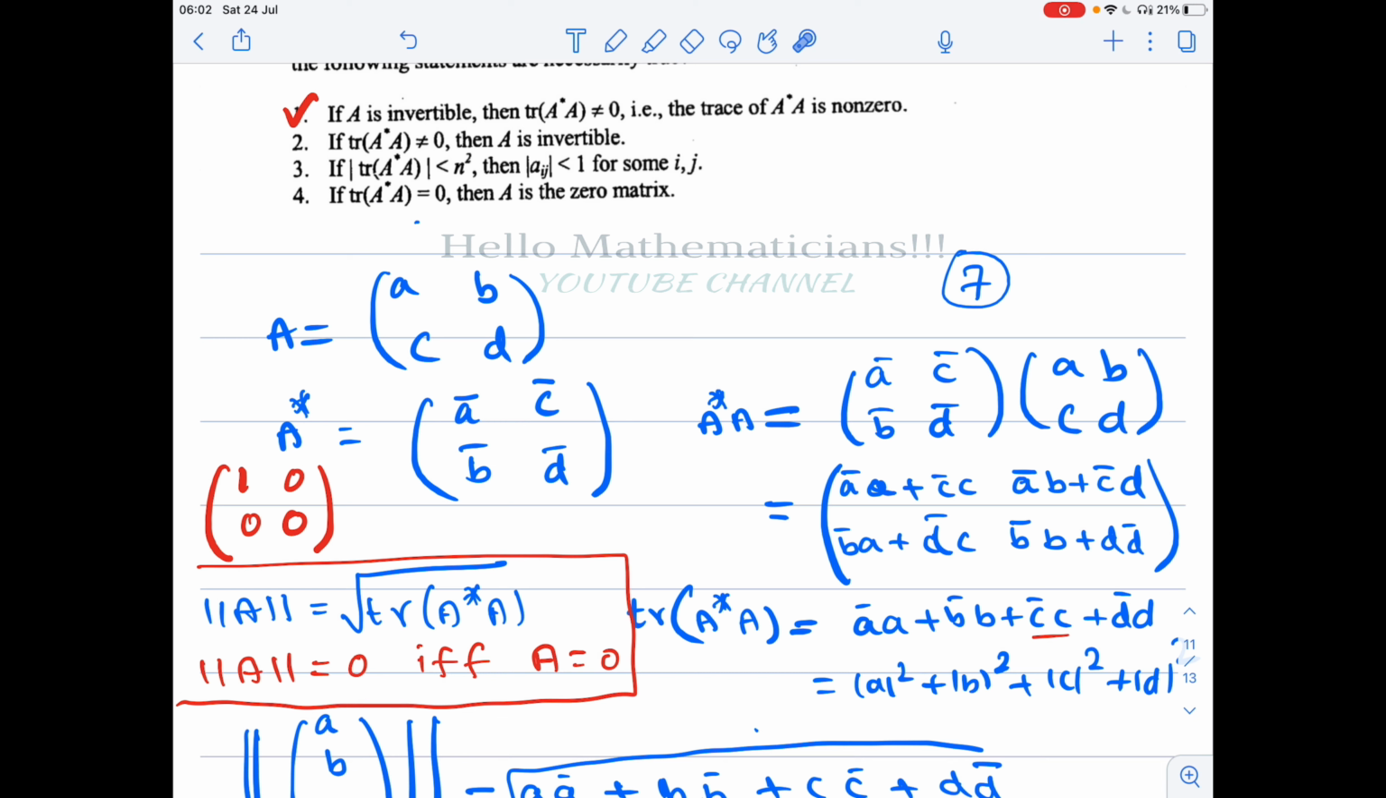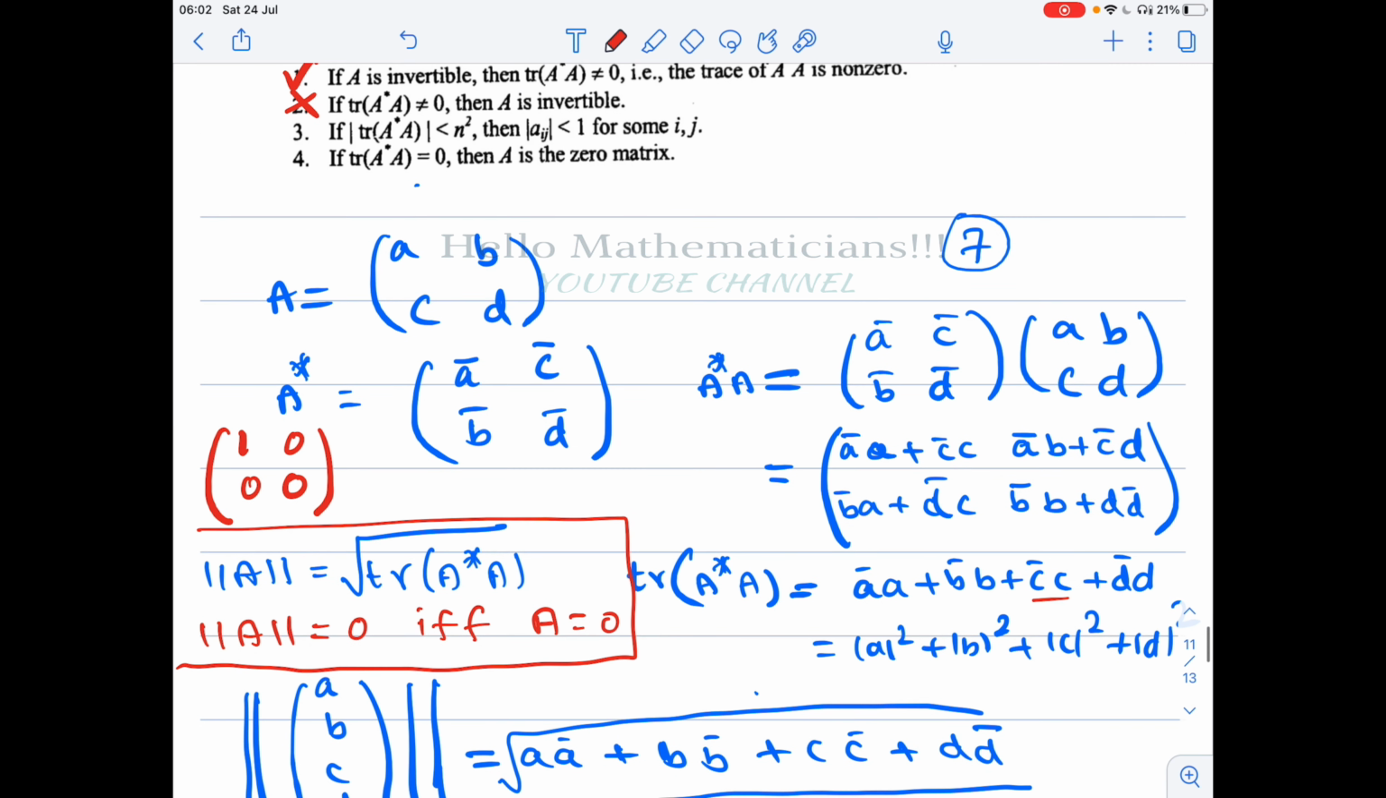For example, you take the matrix 1 0 0 1. If you calculate its trace of A star A, you will get 1 plus 0 plus 0 plus 0. So trace of A star A will be 1. Therefore, this condition is satisfied, but A is clearly not invertible. So the second option is false.